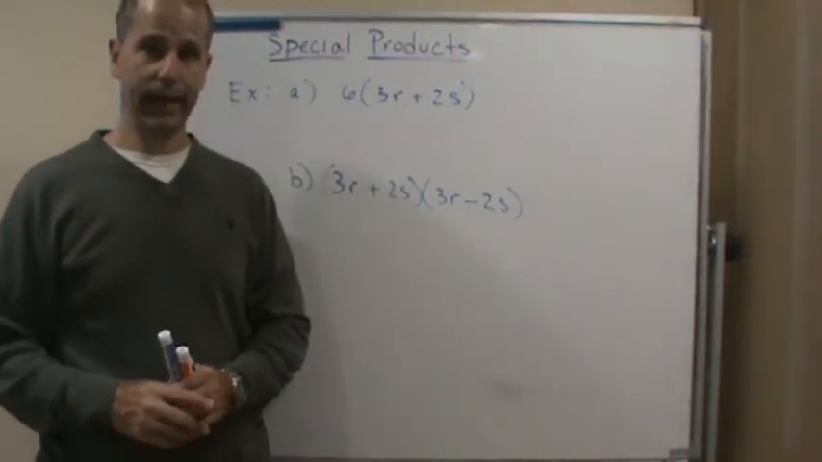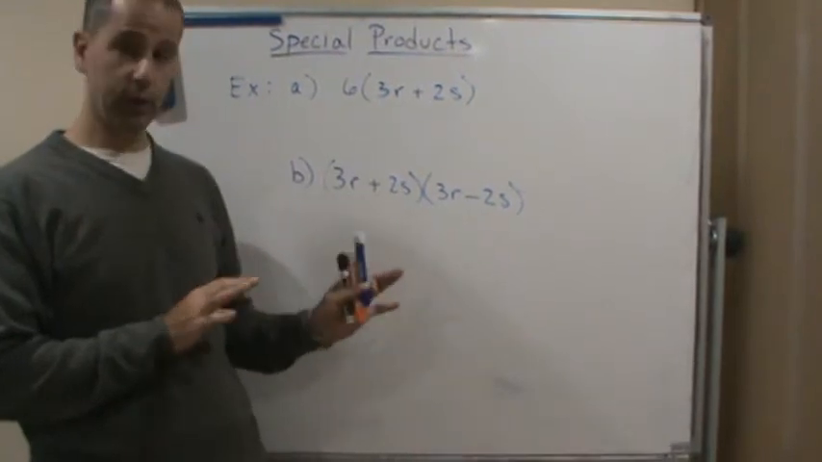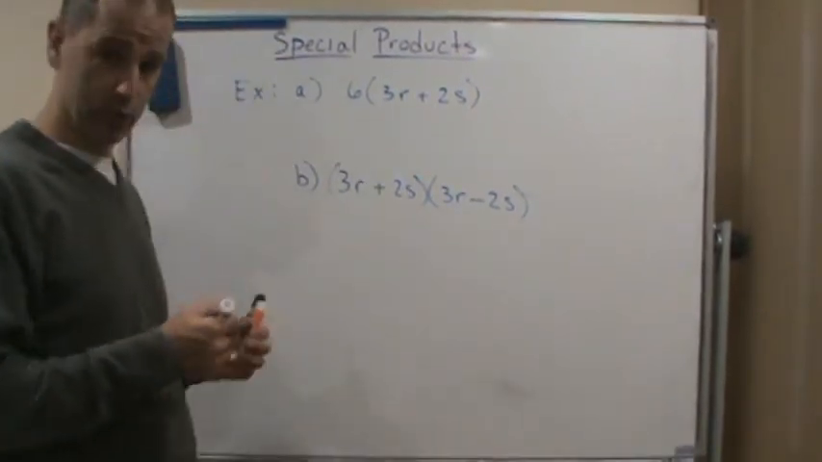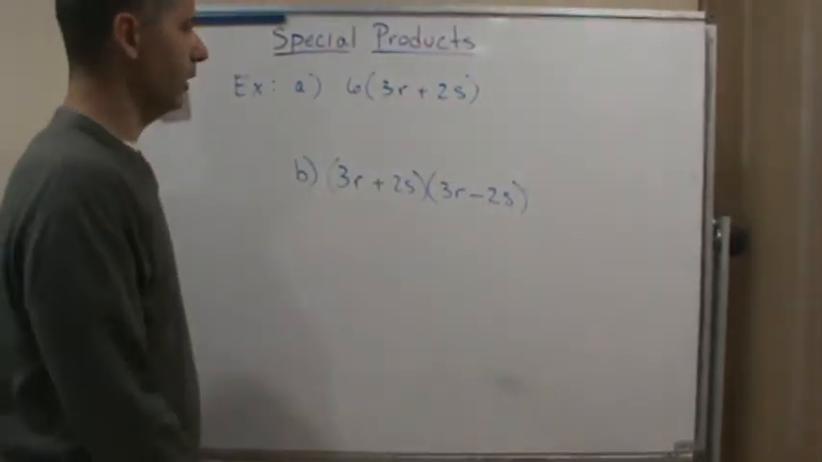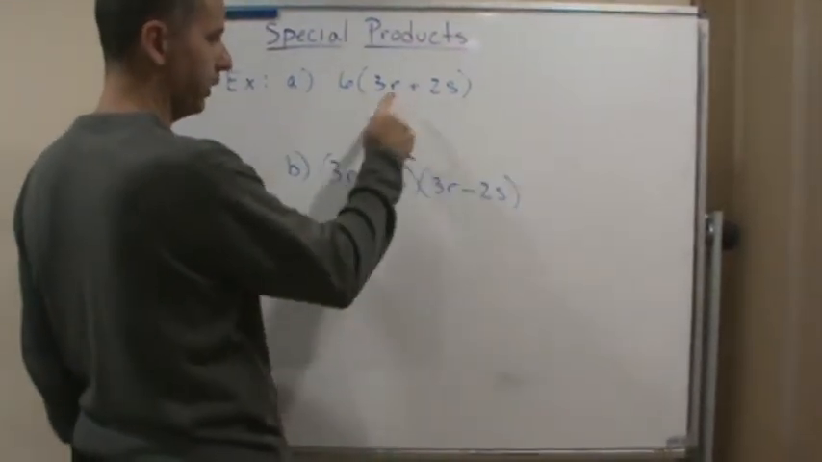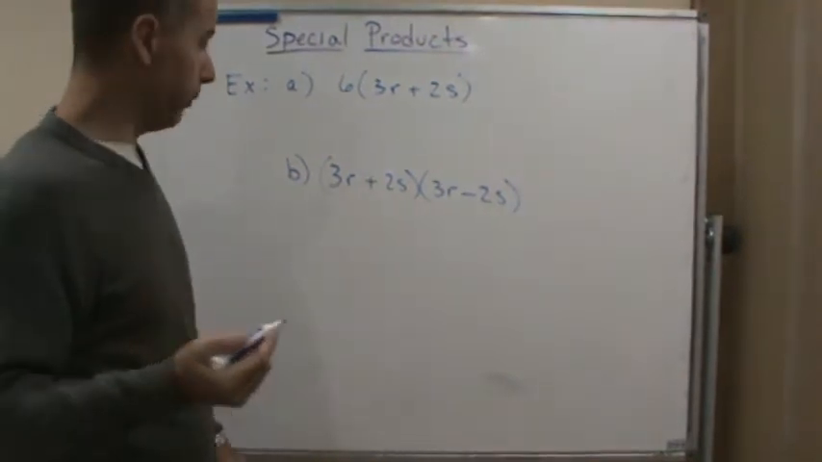Okay, so welcome, and here we're going to go ahead and do a couple of examples using one of those special products. So in this case here, all we're doing is distributing, right? So we can't combine these, so all we're going to use is the distributive property and we're done.